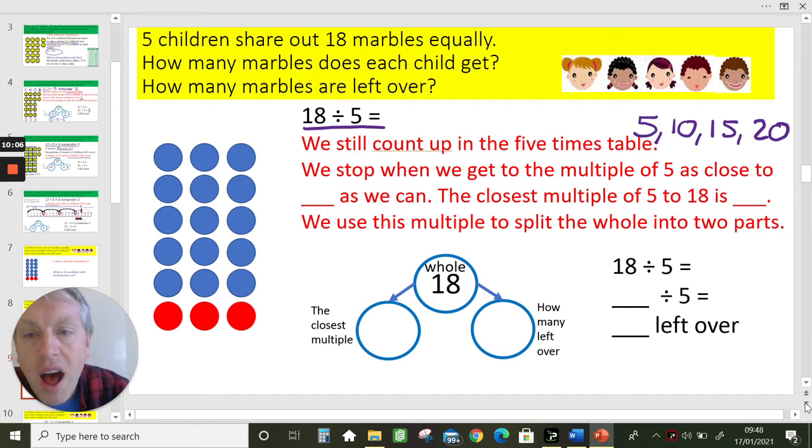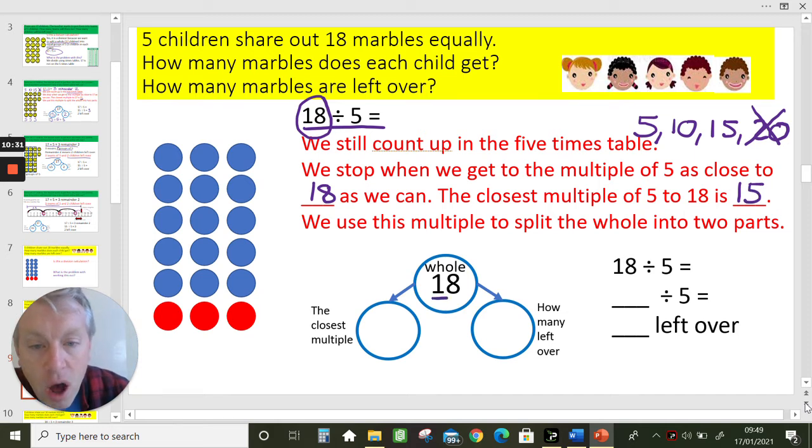Hold on. I've only got 18 marbles. I haven't got 20 marbles. I've got to stop before 20. So we still count up in the 5 times table. We stop when we get as close to the whole as we can, as close to 18 here as we can. The closest number on the 5 times table we get to is 15.